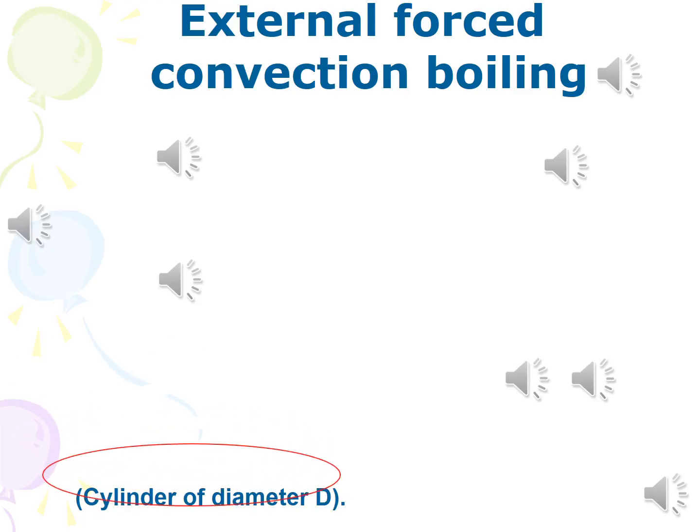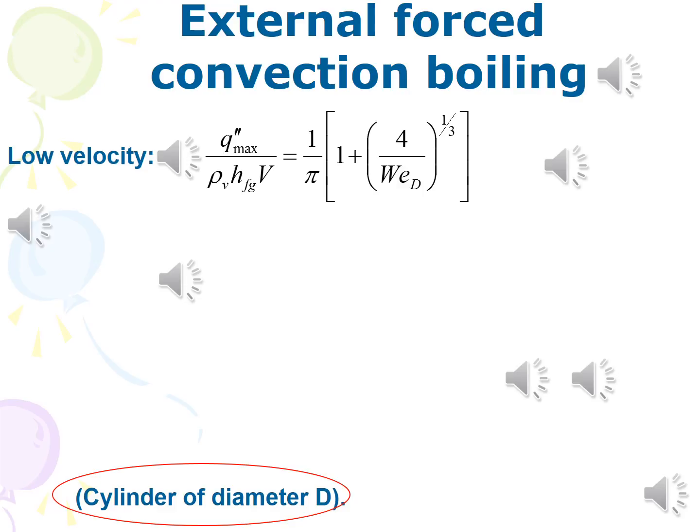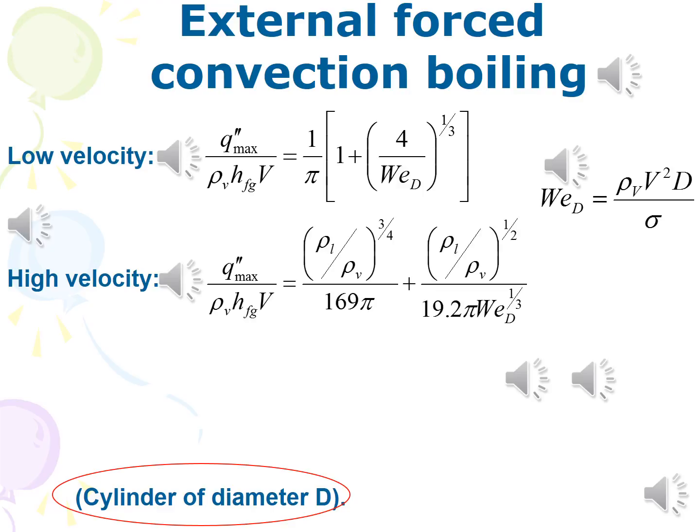If boiling liquid flows over a cylinder, you have forced convection boiling. For low velocity of water, you can use the following correlation. We is the Weber number, and depends on the surface tension, given by sigma. For high velocity of water, you can use the following correlation. Check this, but I think that you need to determine the physical properties for the correlations in this slide, using saturated temperature.